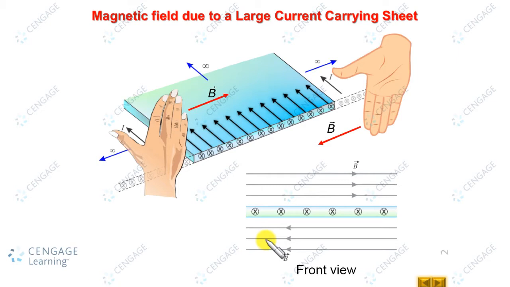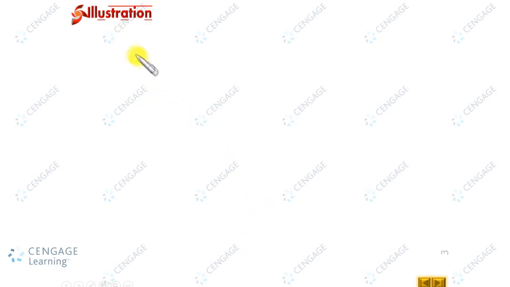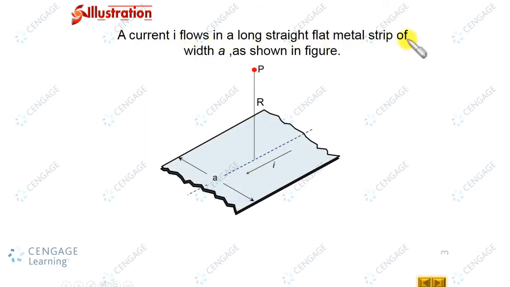For this, let us select one illustration for this purpose, right? So let us take illustration number 1. It says a current I flows in a long straight flat metal strip of width A. It is not infinite. We will generalize this result for infinite also. But in this particular case, this is infinite in the front and backward direction. But in this direction, it has a finite dimension, and the direction of the current, you can observe, is toward you, right, away from the screen.